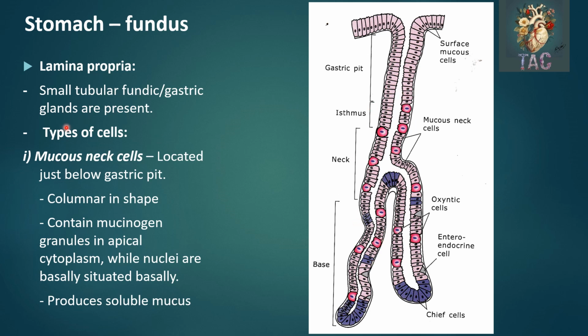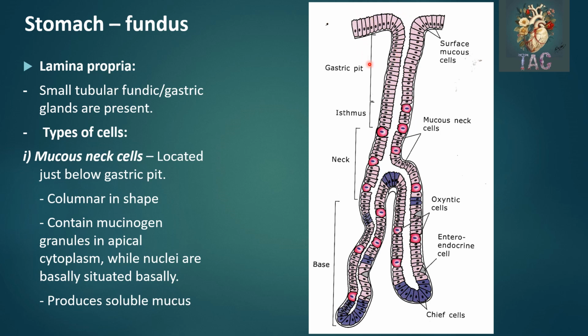So what about mucous neck cells? These mucous neck cells differ from the surface mucous cell in different respects. First, they have less mucus in their apical part as compared to the surface mucous cell, so no mucus cups are present over here. Second, their nucleus is usually rounded as compared to the elongated, basally placed nuclei of the surface mucous cells. Third, the mucus produced by the mucous neck cell is soluble in nature as compared to the insoluble cloudy mucus of the surface mucous cells.